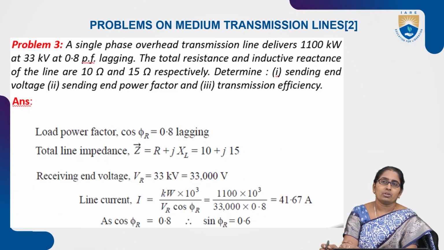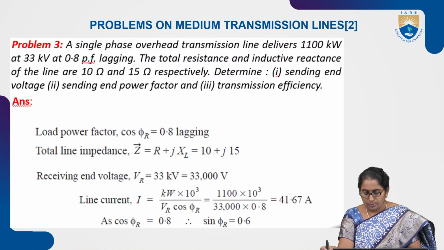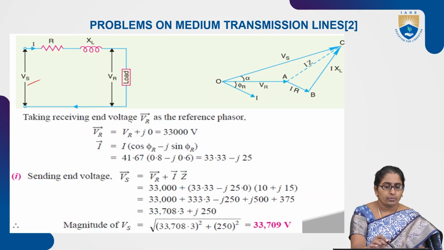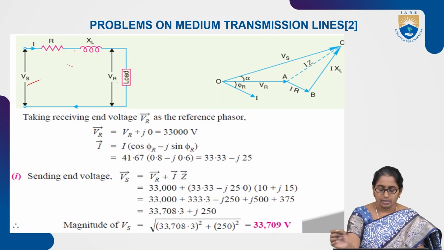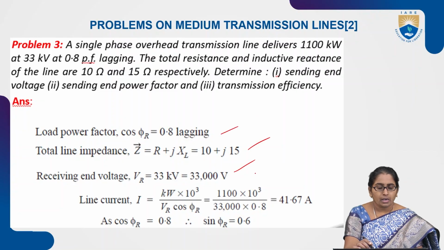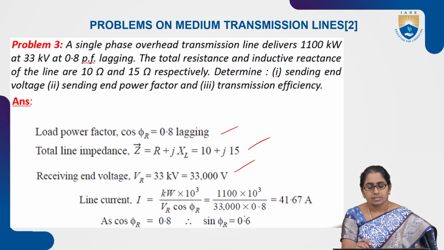How to calculate the sending end voltage? Receiving end voltage plus drop in the line. So Vs is given by Vr plus drop in the line. Now, first write down the given parameters and calculate the current at the load, that is the receiving end current. These are the given data, and the line current, that means the receiving end current, is given by the following.